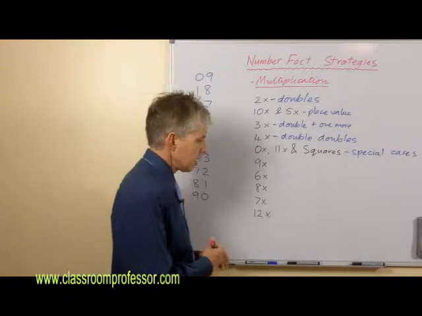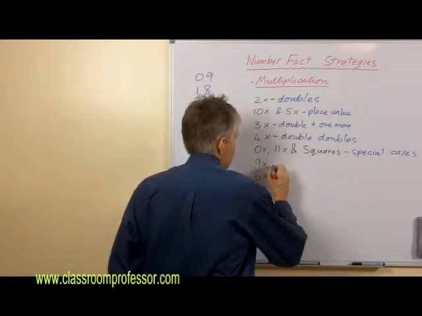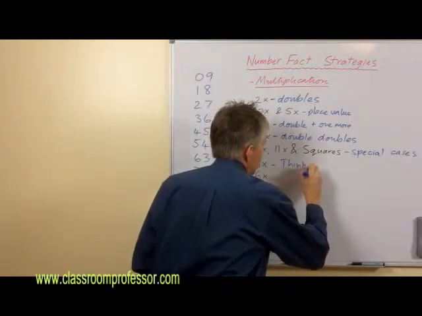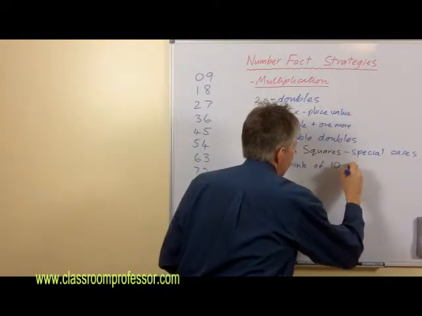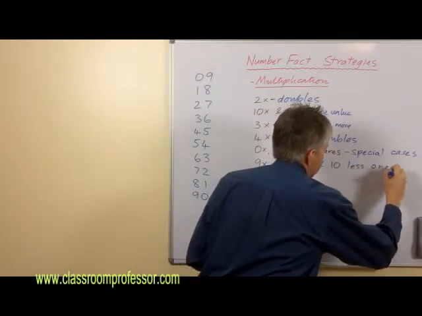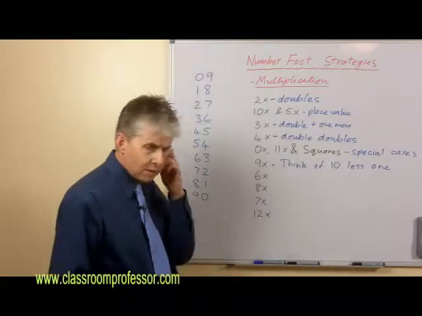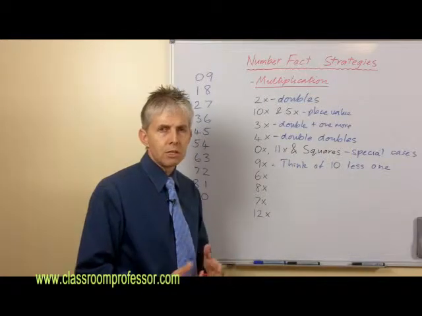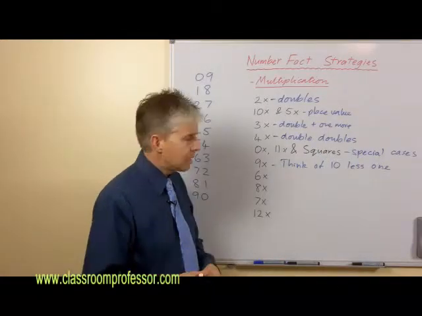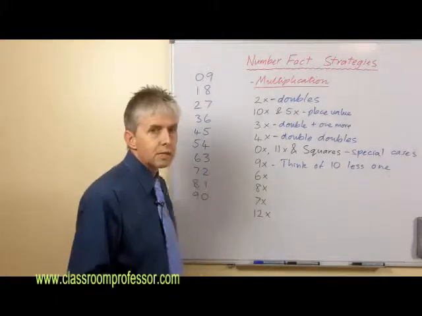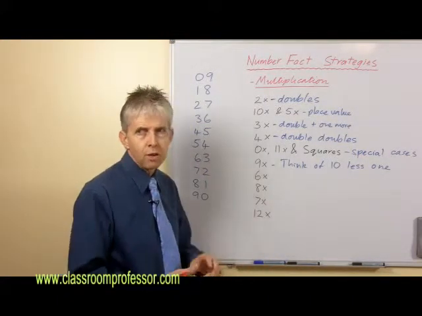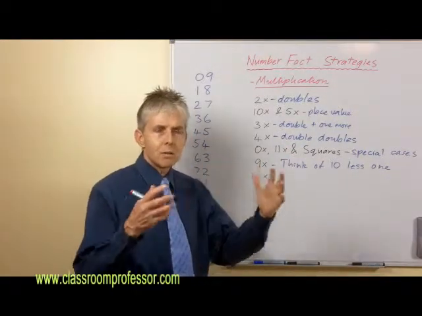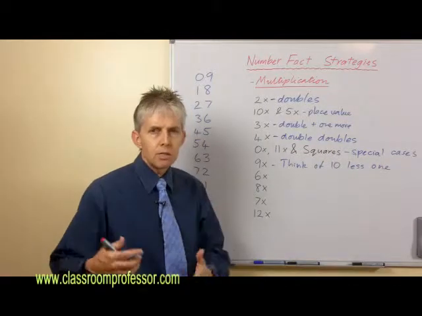Nine times number facts are based on the fact that they're close to 10. So the name for this strategy is think of 10 less 1. The fact that 9 is close to 10 actually makes it easy. I do remember as a child finding the 9s difficult to do, and the numbers were big. But if someone had just pointed out it's close to 10 and you can use that fact, that would have helped me. For example, what's 9 times 7? Well, that's the same as 10 times 7, and then take away 7 once.